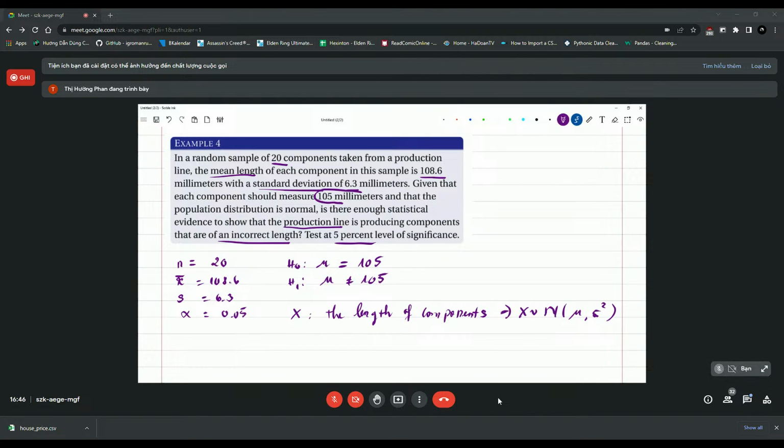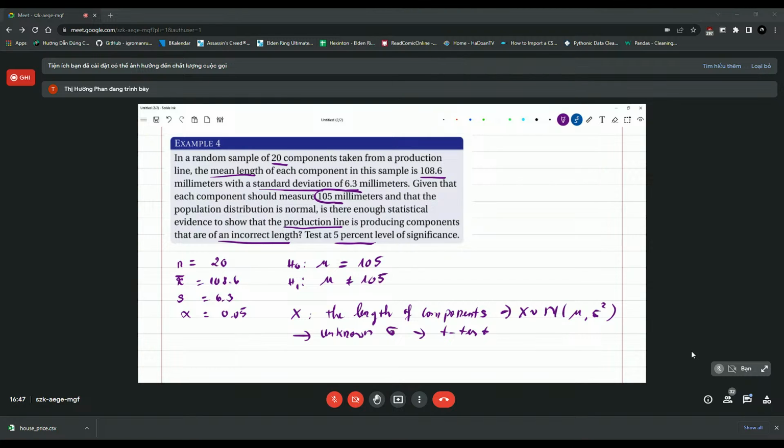We're only given the sample. We're only given the sample standard deviation S. We're not given sigma. So this is the case of unknown variance, unknown sigma. So should we use Z test or T test? Very good. We should use T test. Okay. Normality and unknown variance, so we use T test.